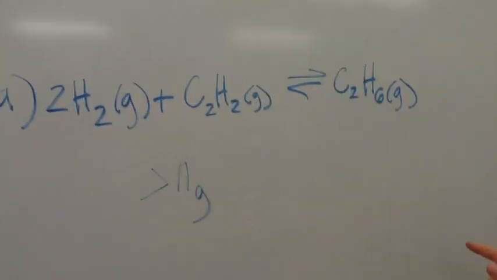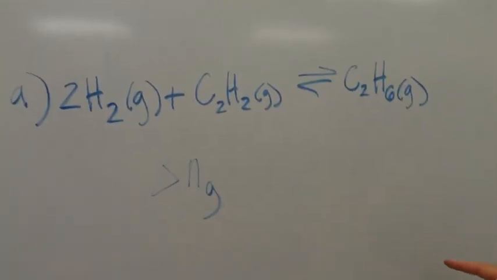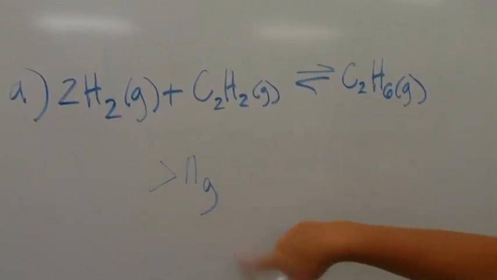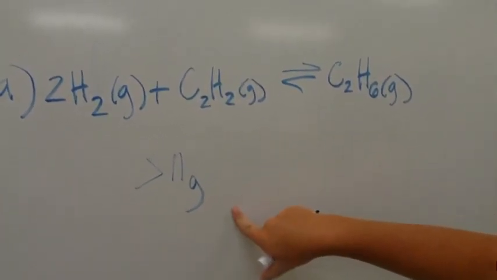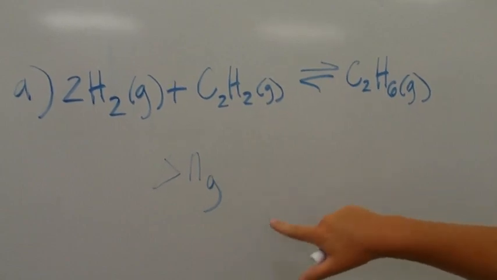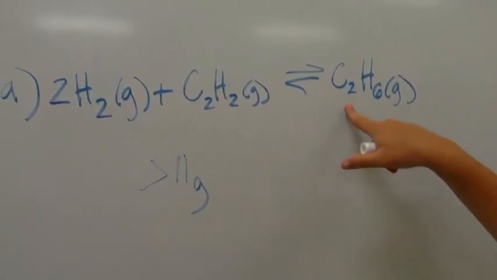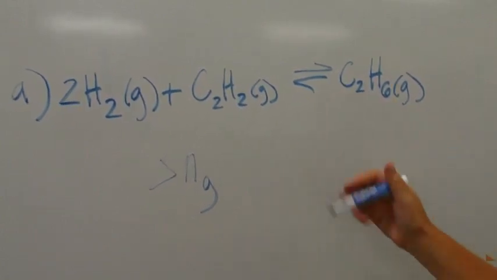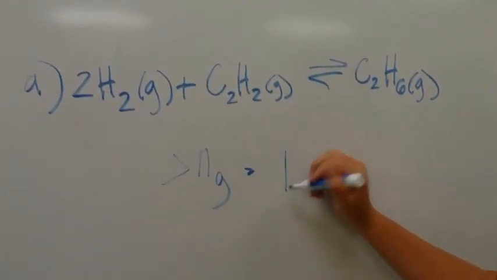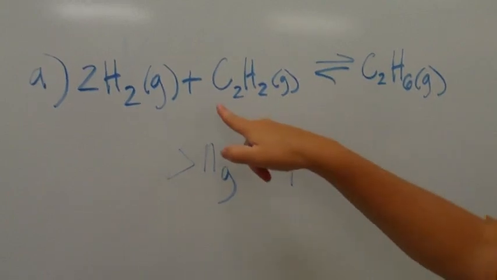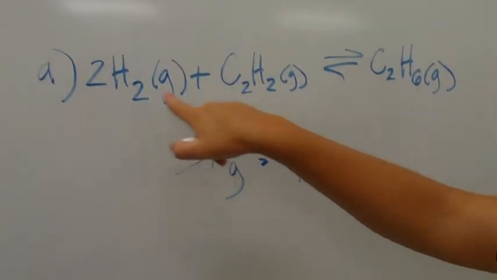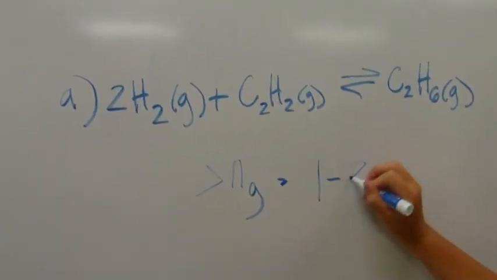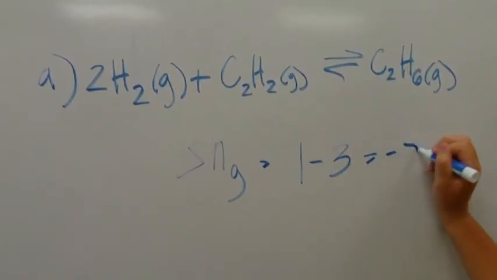What we're going to be doing is just looking at the coefficients given. And remember that change is always final minus initial. So in this case, products minus reactants. For our reactants, we just have 1 mole of gas. Over here, we have 1 mole of gas plus 2 moles of gas, so that equals 3. So 1 minus 3 equals -2.